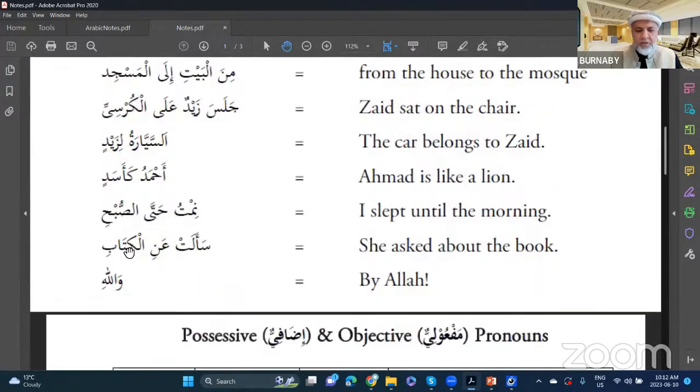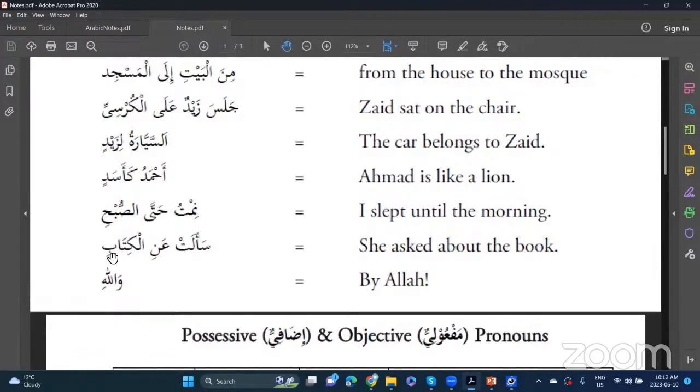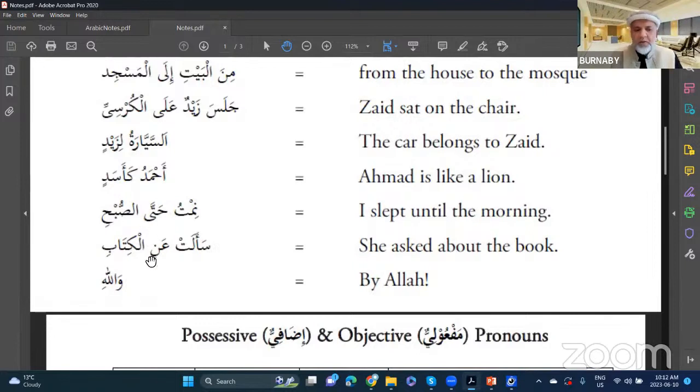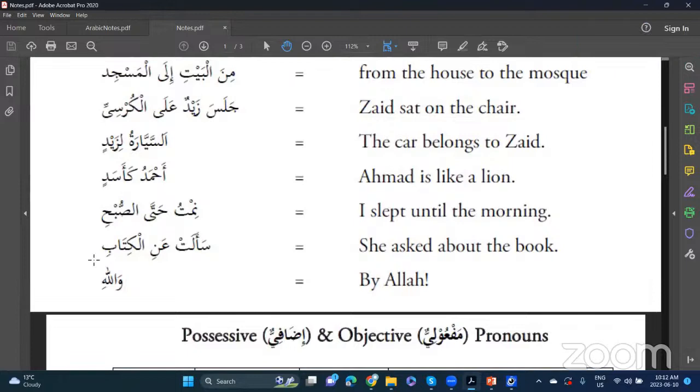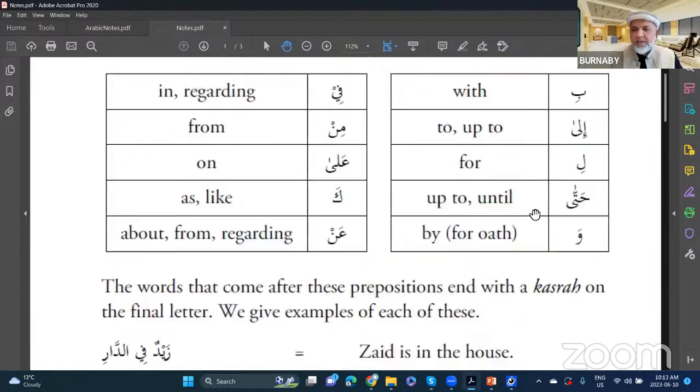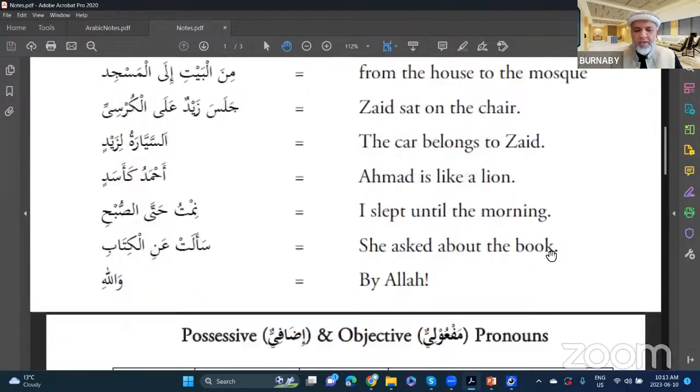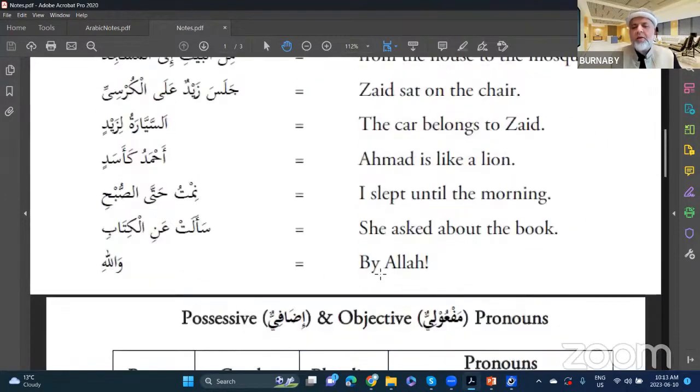Sa'altu anil kitab. That's a verbal sentence. So she asked about the book. So anil, this an is a harfi jar, and because of that, it changes this kitab. So kitab is in the status of jar. So al kitab will be known as ism majrur. And wallahi, as we said, the letter waw is for oath. So when we say wallahi, that means we are saying by Allah. We are taking an oath on Allah. And this Allahi again here is because of the letter waw, it went into the status of jar.